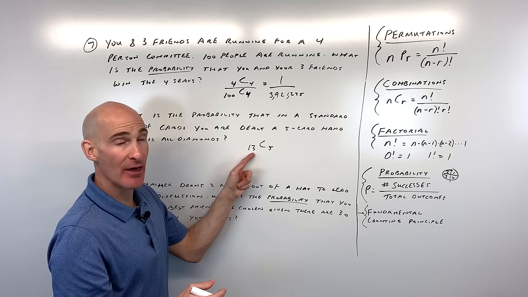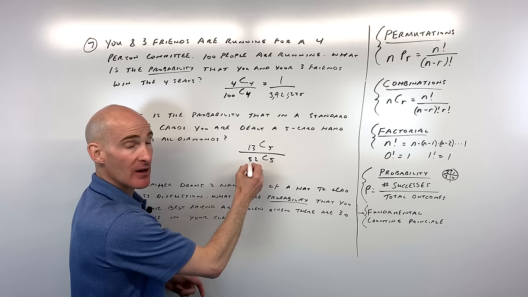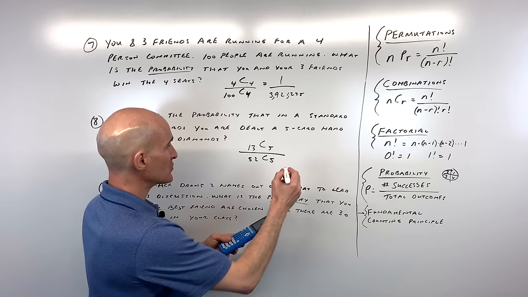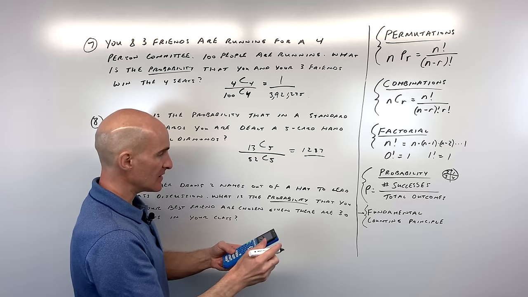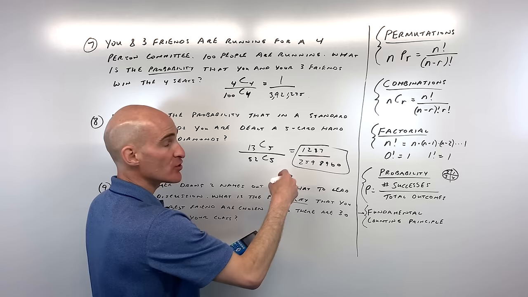But it's probability, so divided by the total number of outcomes. Well, there's 52 cards in a standard deck. How many ways are there of choosing five of those 52 cards, where the order doesn't matter? So again, combinations. So let's see what that comes out to. So 13 combination 5 is 1,287, and 52 combination 5 is a big number here, 2,598,960. So that's your probability, and you could reduce this down or even write it as a decimal.